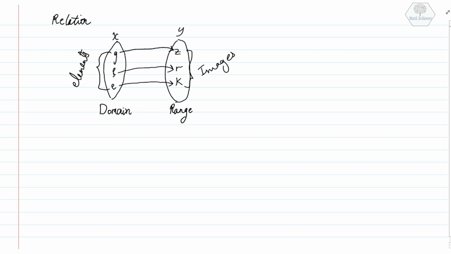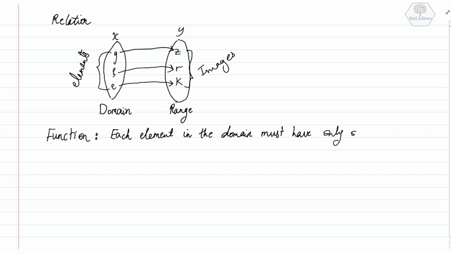A relation can either be a function or not a function. For a relation to be a function, what's the definition of the function? The definition of the function is each element in the domain must have only one image in the range.